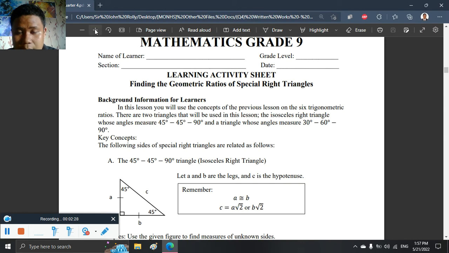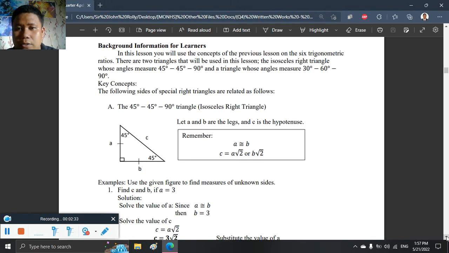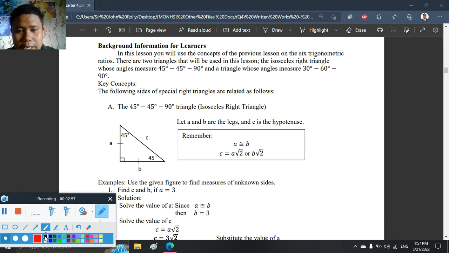Akong i-zoom ha. The following sides of special right triangles are related as follows. The first one is the 45, 45, 90 triangle, or what we call the isosceles right triangle. As you can see, that triangle is an isosceles right triangle. That triangle makes it isosceles because the two acute angles are both 45 degrees. So parehas sila, no?